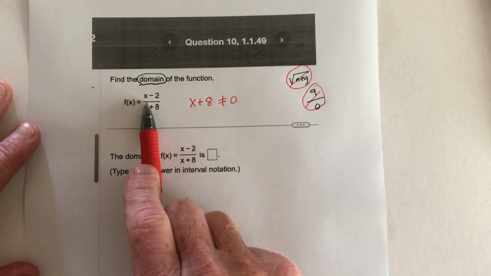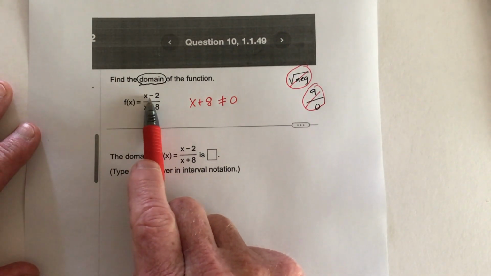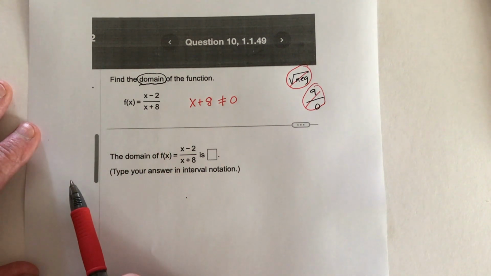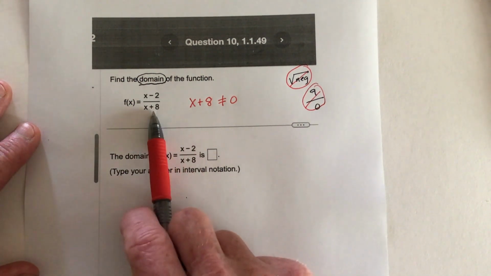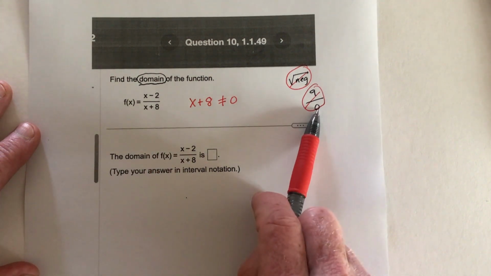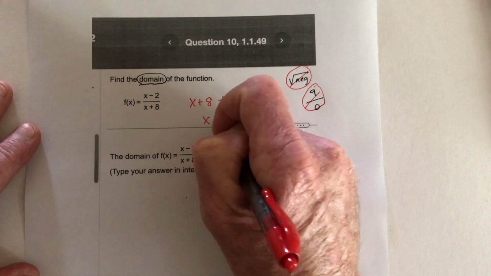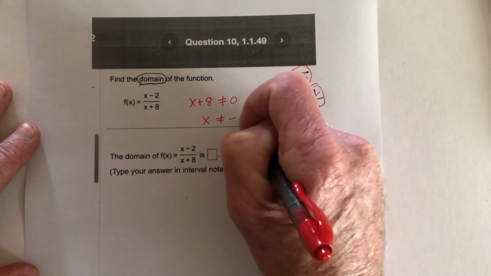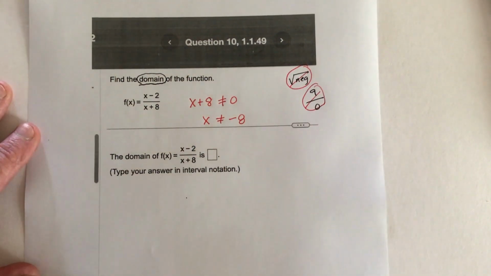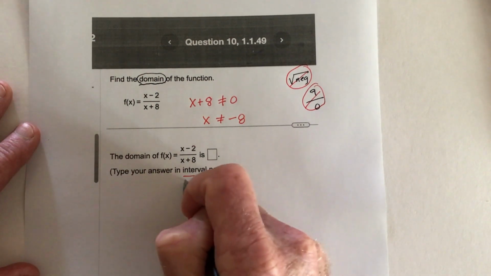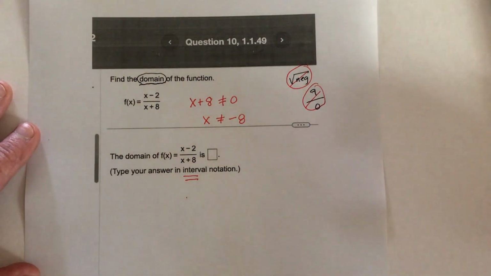The top doesn't even matter. They could put a red balloon or a purple puppy right here, and it would mean the same thing to me. Doesn't even matter. All that matters is the bottom. Can't divide by 0. So if you then subtract 8 from both sides, you're going to get x cannot equal -8. But in here they say make sure you put your answer in interval notation.